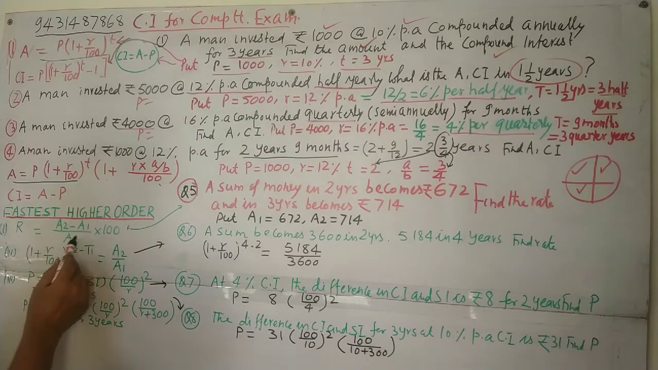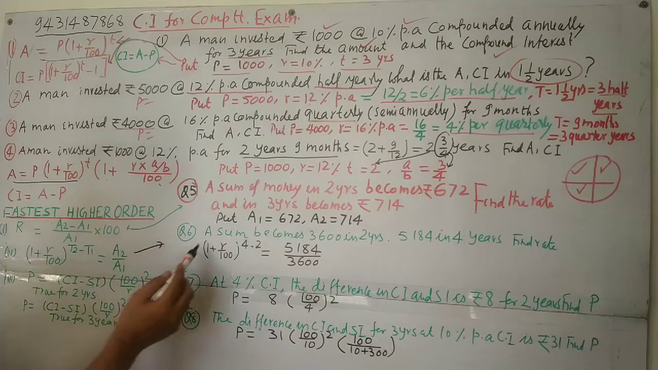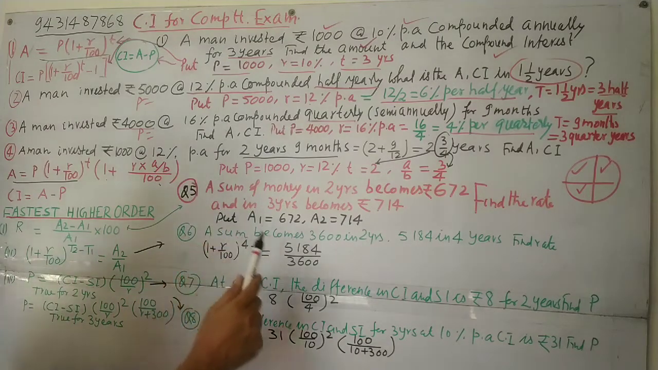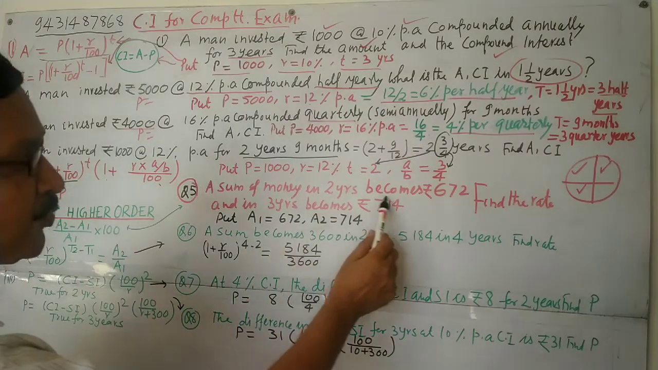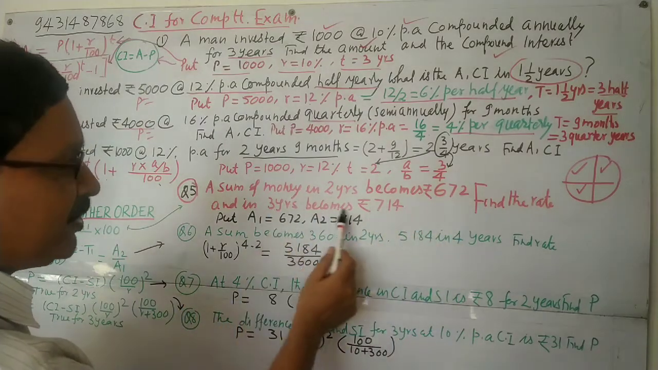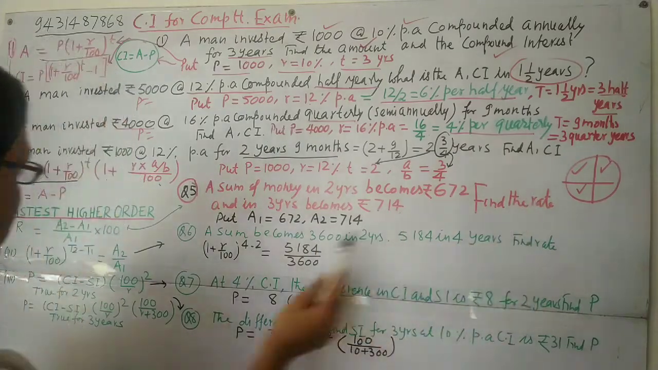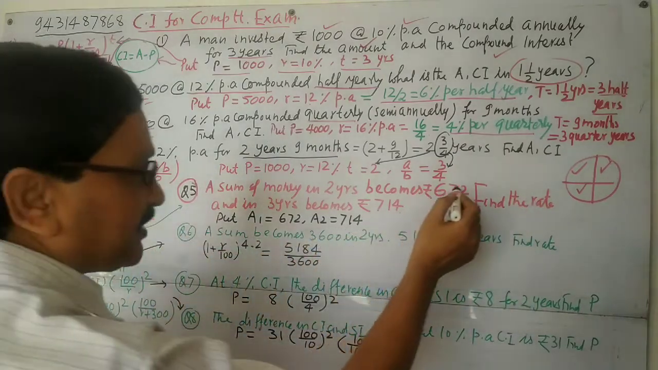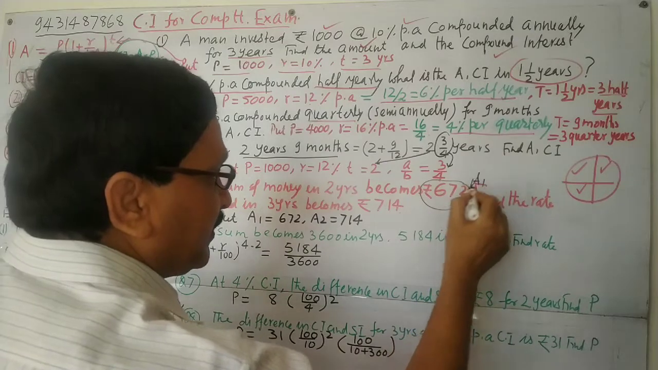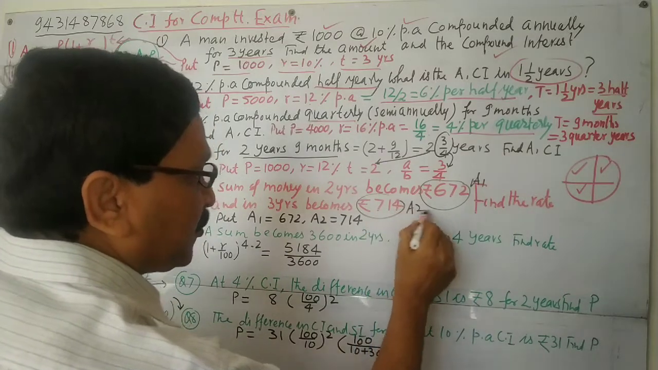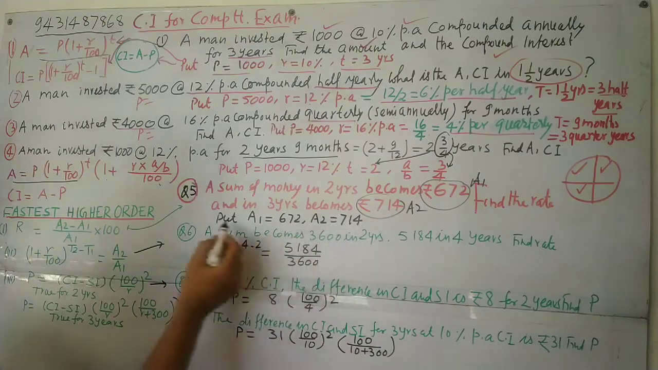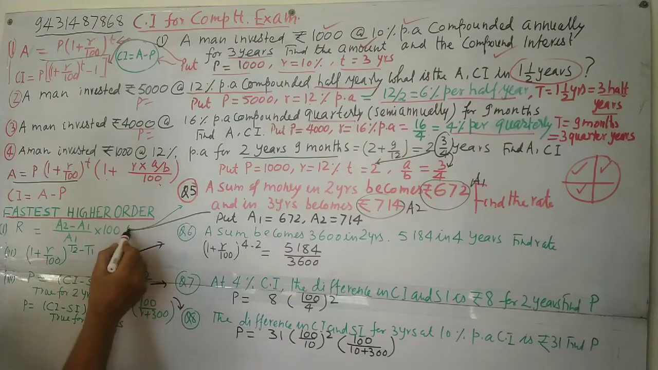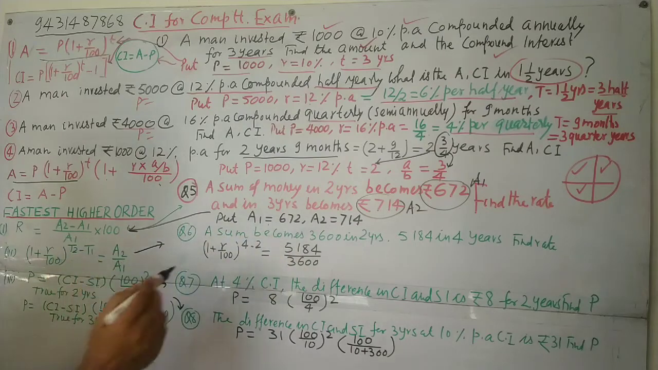Rate is equal to (A2 minus A1) by A1 into 100. This is the fifth question, exclusive for competitive examinations. A sum of money in 2 years becomes this and in 3 years becomes this. Find the rate. So just see, this is A1 and this is A2. The two amounts are denoted by A2 and A1. So putting the values in this, just put A1 and A2 and get the answer. Very easily you can find the rate.